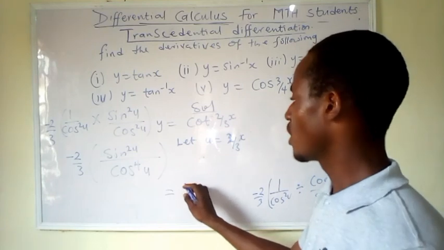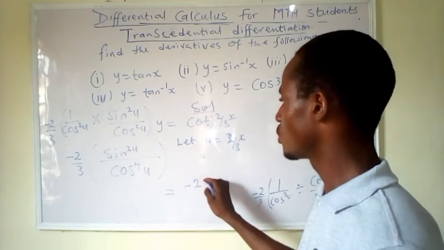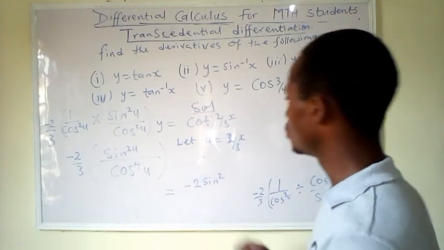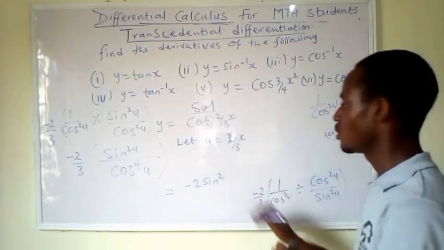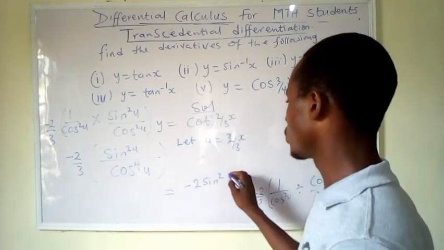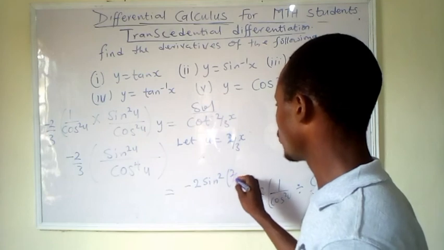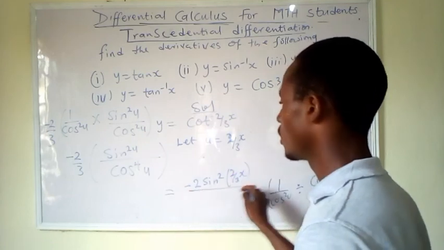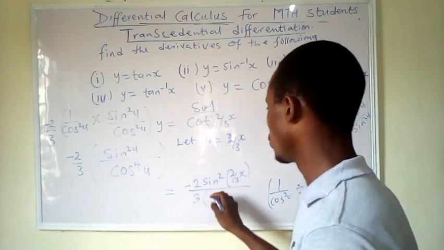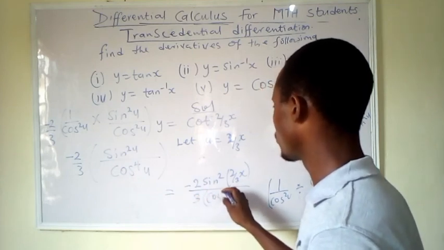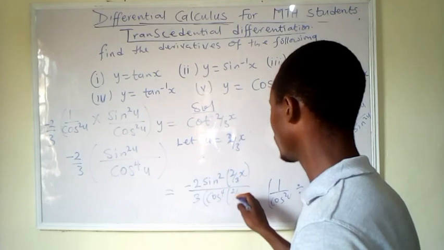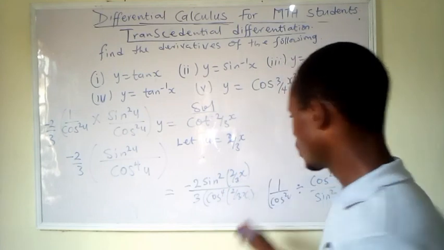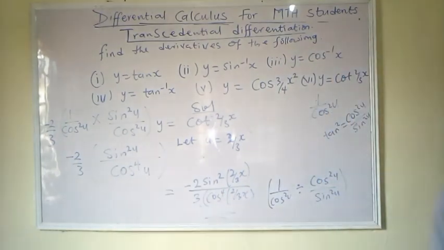So I'm going to have minus 2 sine squared, u is now 2 all over 3x. So I'm going to have sine squared of 2 all over 3x, all over 3 into cos 4th power of 2 all over 3x. So this is the derivative of that function.